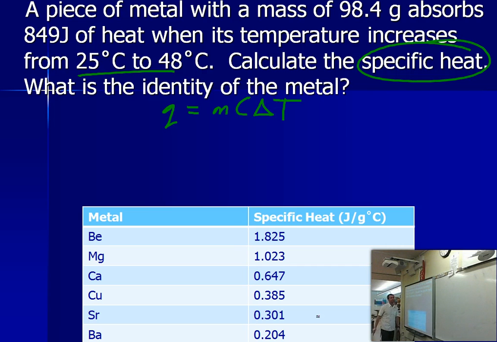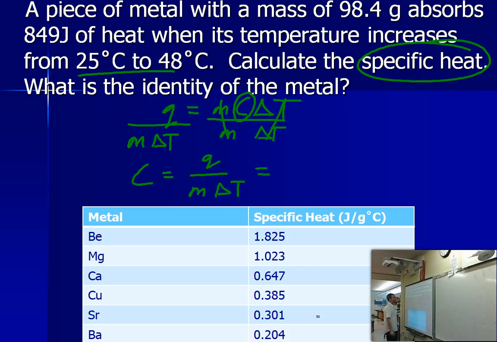Okay. Now the only thing here is it's set up to find Q, or the energy. I need to find the specific heat, which is C. So what I would do here is divide both sides by m delta T. Those cancel, right? And so really, and I'll switch this around, C is going to equal Q divided by m delta T, okay?